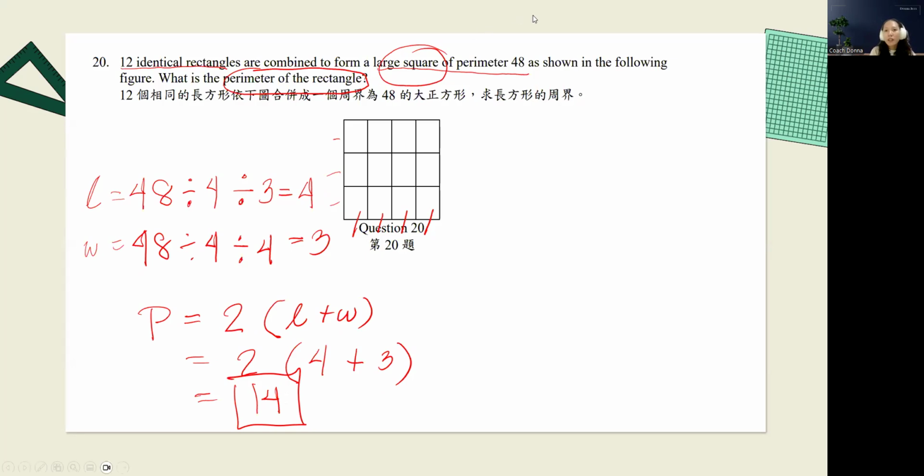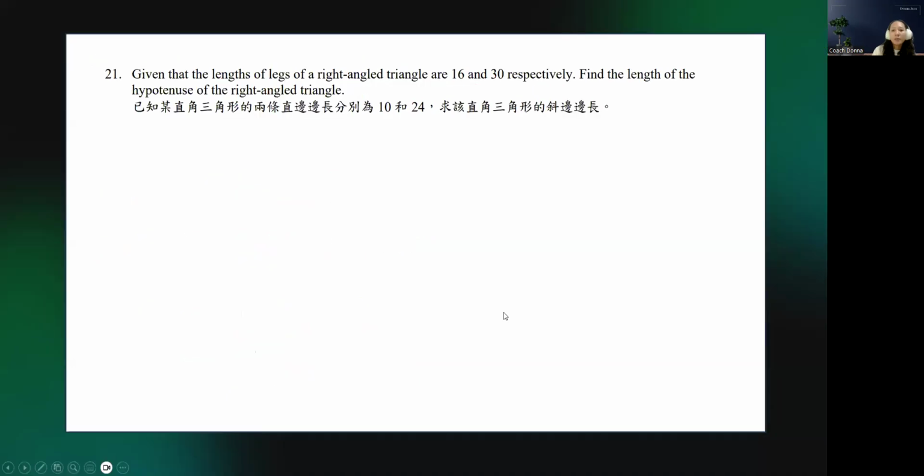Let's have number 21. Given that the lengths of the legs of a right angle triangle are 16 and 30 respectively, find the length of the hypotenuse of the right angle triangle. All right, so the lengths of the legs of a right angle triangle.